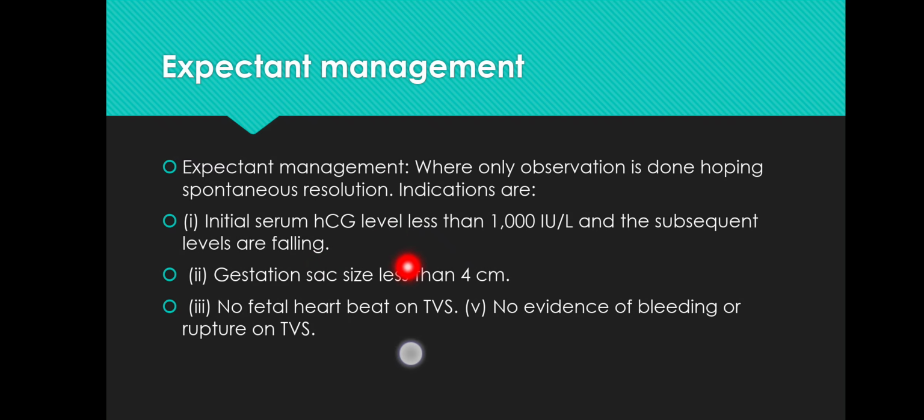When they are falling, it means the pregnancy is not continuing, but it's probably the fetus is dying and regressing rather. So when the initial serum levels are less than 1000 international units per liter, and the levels are falling, then you can do expectant management.